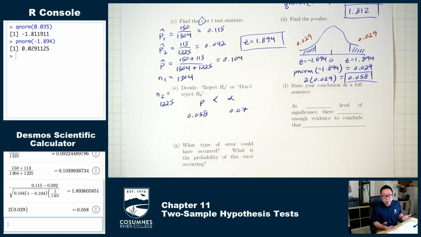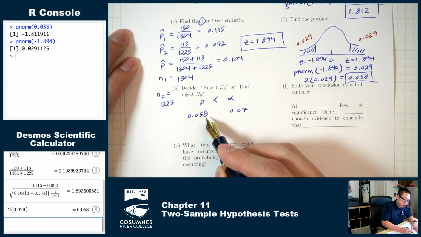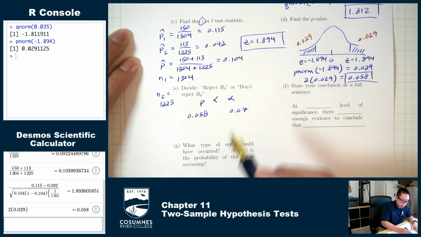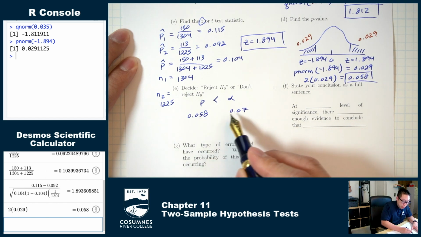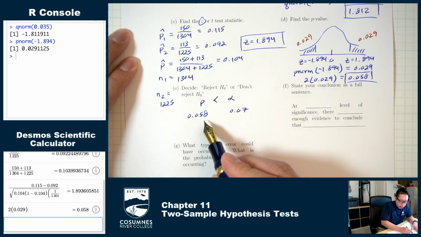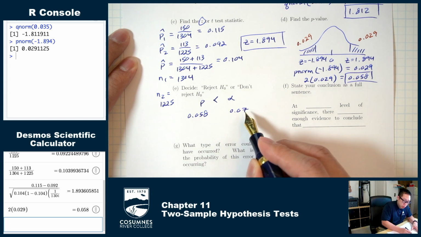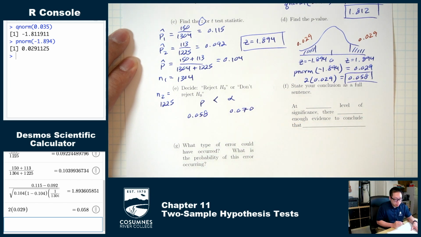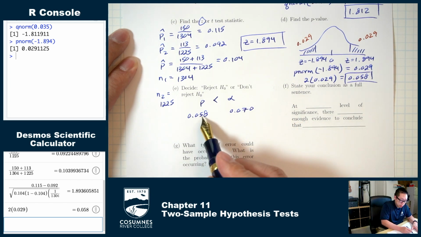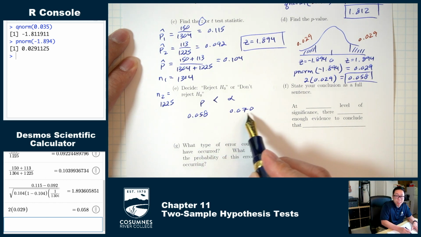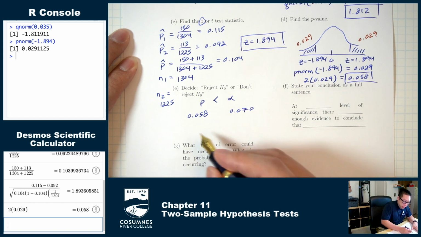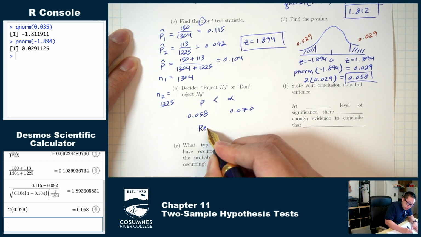If it's less than, we reject. If it's not less than, we don't reject. 0.058 versus 0.07. If you can't tell, add zeros to match the number of decimal places. This one has 3, 0.070. So it is less, right? This is really just 58 versus 70. So 58 is less than 70. It is less, so we are going to reject.